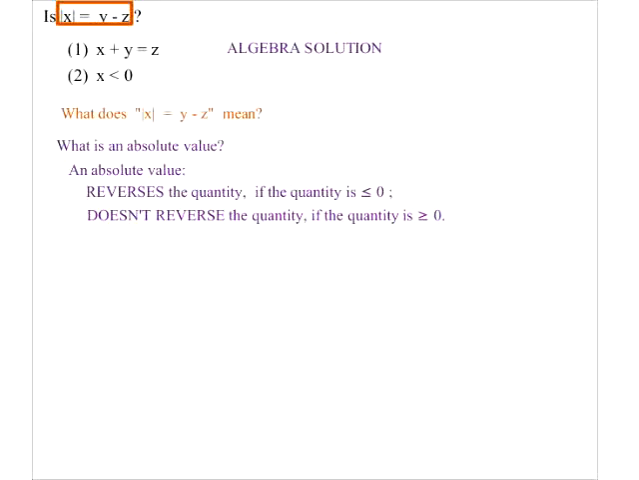Absolute value x equals y minus z. This means if x is negative, then you have to reverse the x, because x gets reversed. In fact, if x is negative or 0, so if x is less than or equal to 0, and then if x is greater than or equal to 0, then it doesn't get reversed.